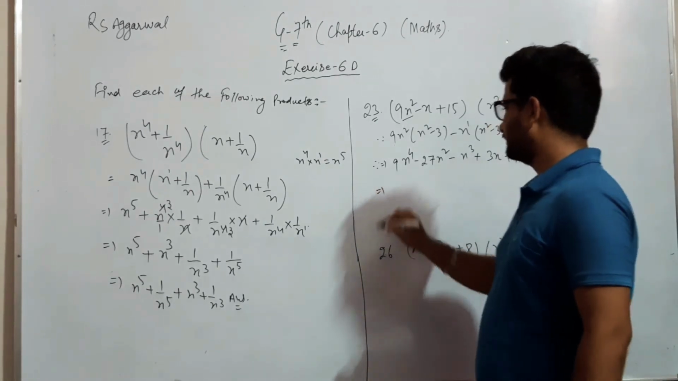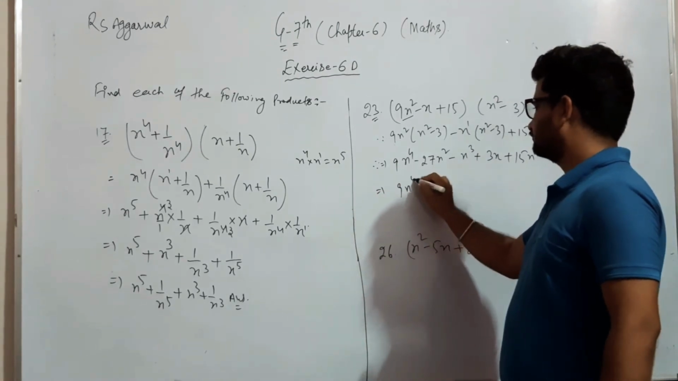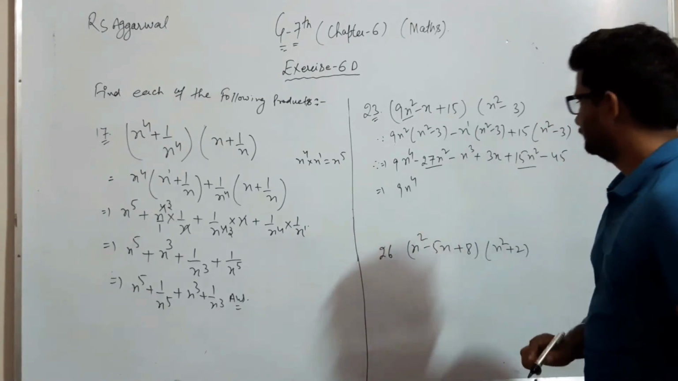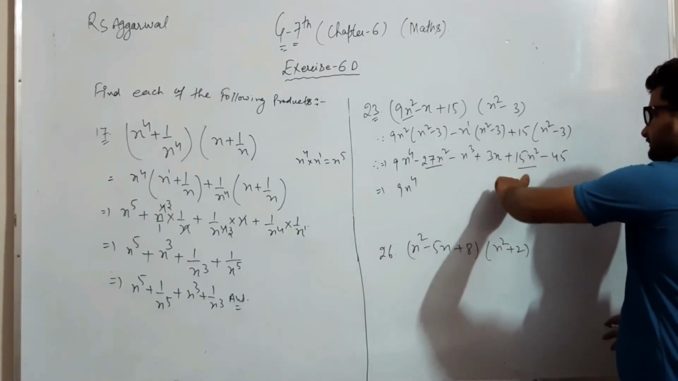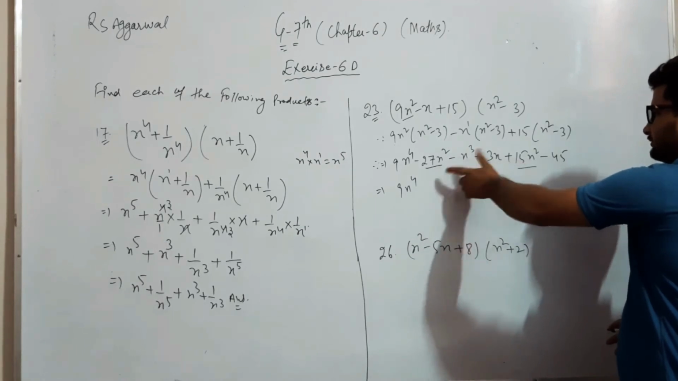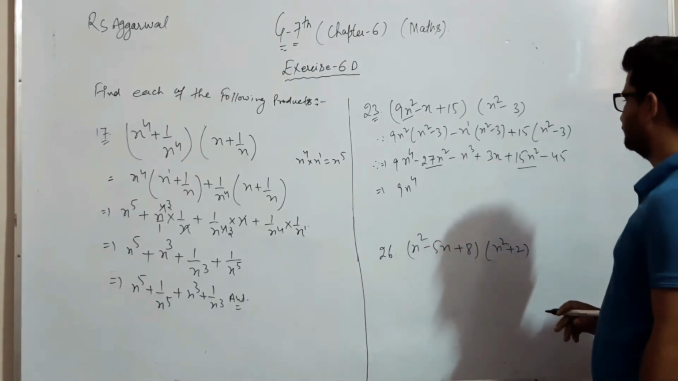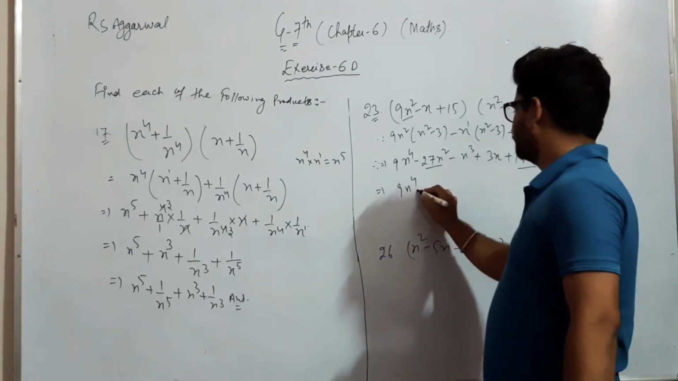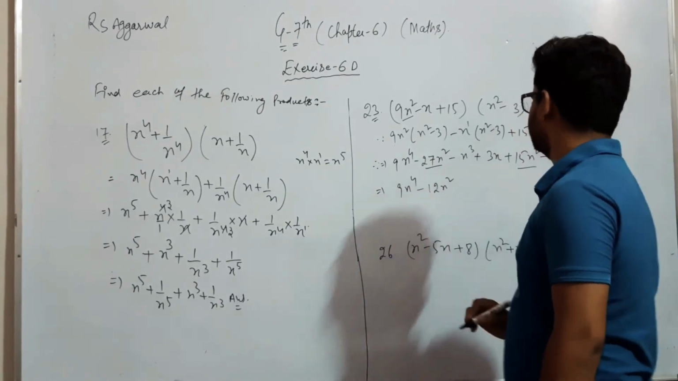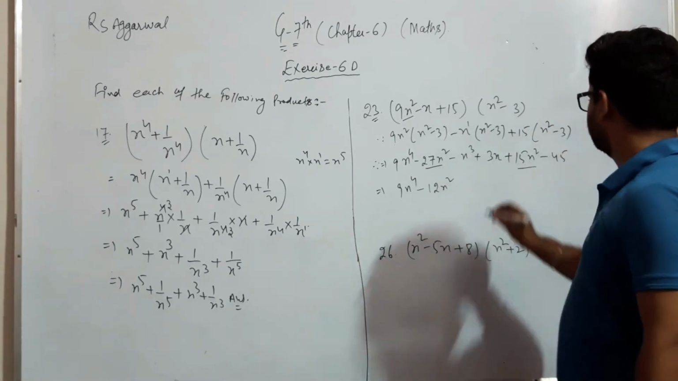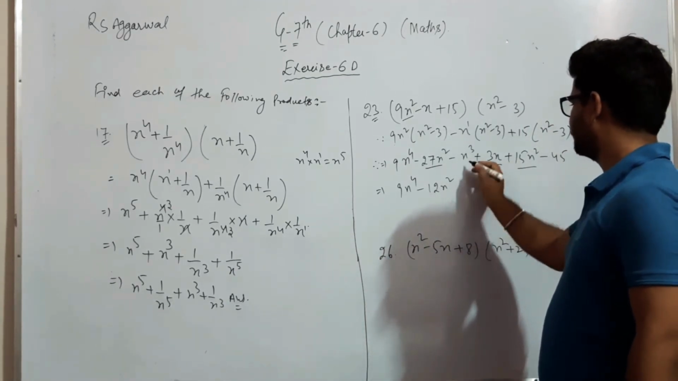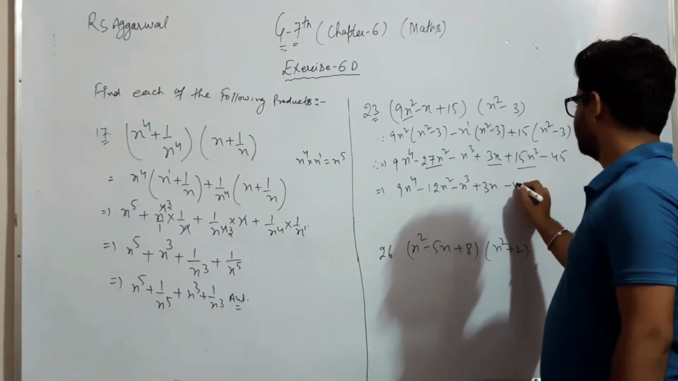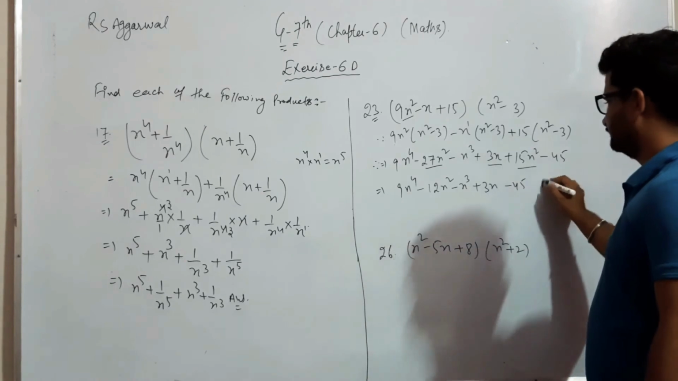Now we add or subtract the like terms. So here 9x raised to power 4 is left, 27x raised to power 2, and here 15x raised to power 2. This is a negative sign, this is a positive sign. So when we subtract 27 minus 15, it is 12. So minus 12x raised to power 2 is left. And next here minus x^3 we write first, then we write 3x, then minus 45. Okay, so this is the answer.